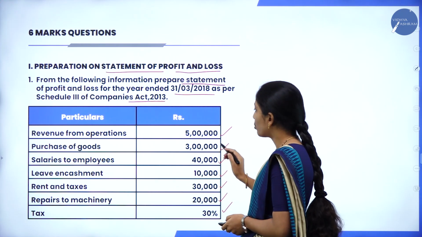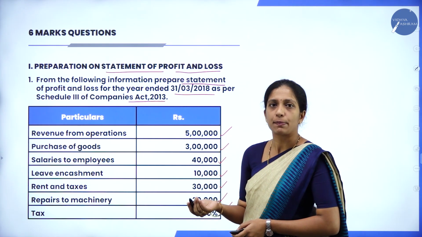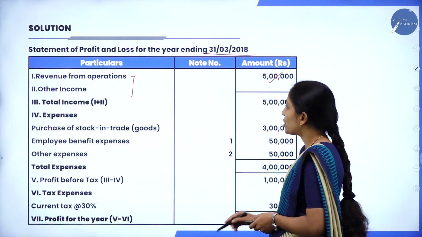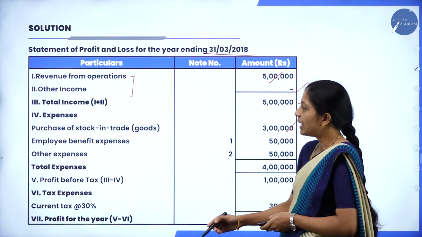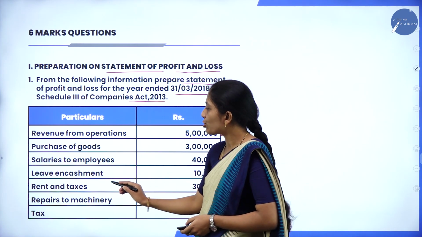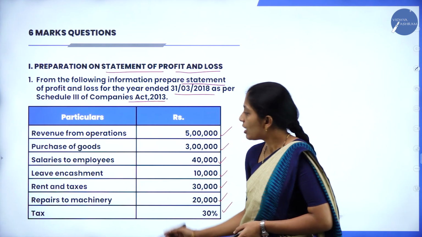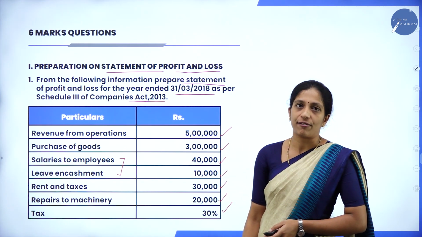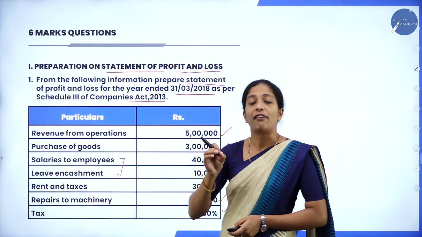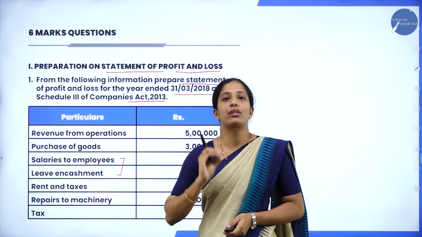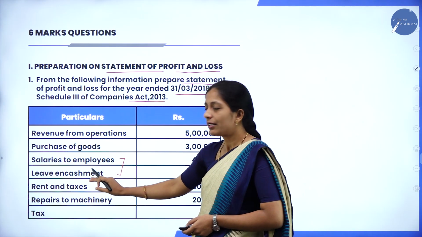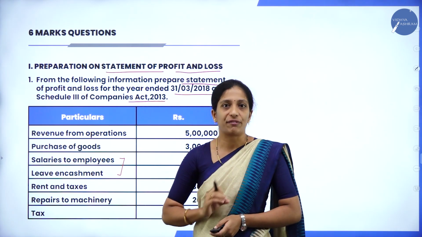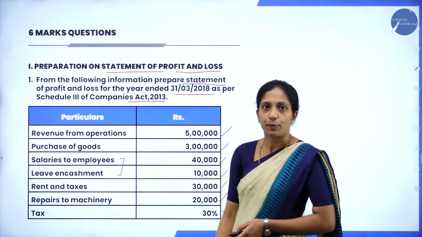So purchase of goods is also called purchase of stock in trade. So we'll write directly 3 lakh. Purchase of stock in trade 3 lakh. Next, we have salaries to employees and leave encashment. These two can be written under the heading employee benefit expenses, for which you have to prepare a note, because your note also carries marks. You can't directly write it separately. You have to prepare a note and write. So let us see how we have to prepare a note.